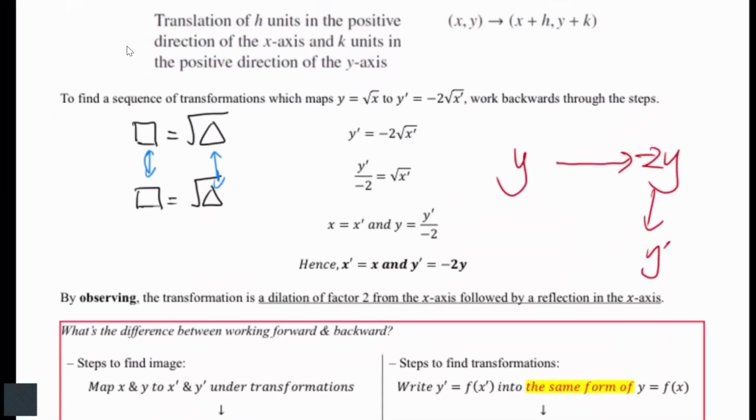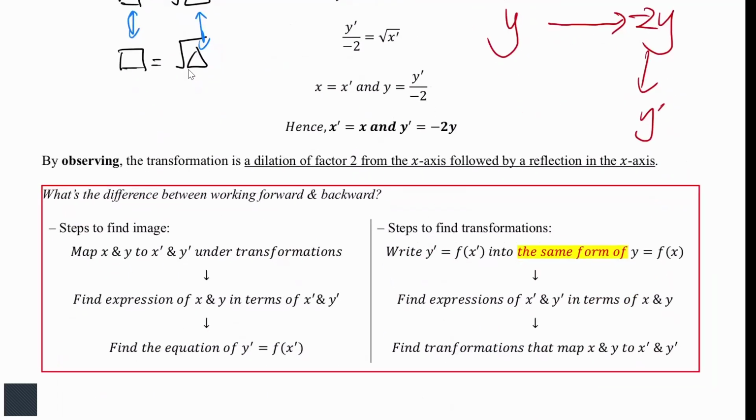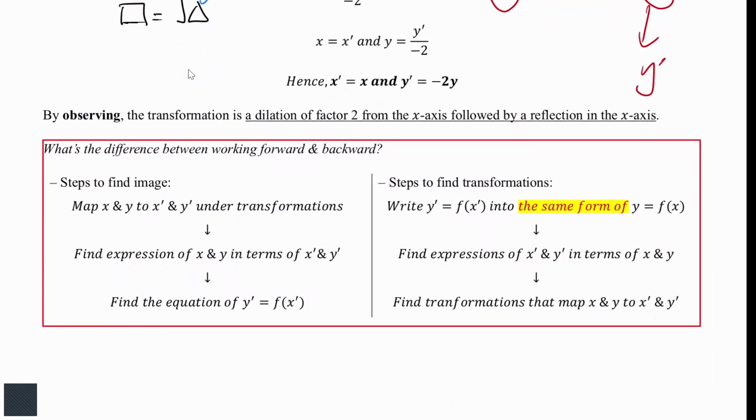Now, that means you have to split that into two steps, dilation, reflection. By all means, you can say reflection first, then dilation. That doesn't make any difference in this particular question. But in some other examples, you may want to be careful. The order of the transformation will matter a lot. It will have great impact on your transformation.